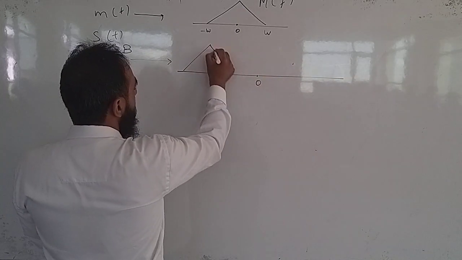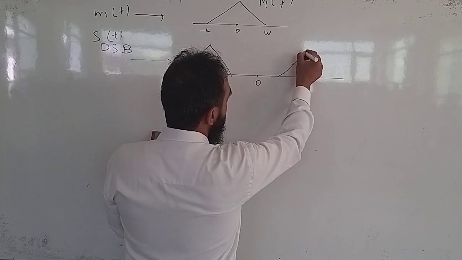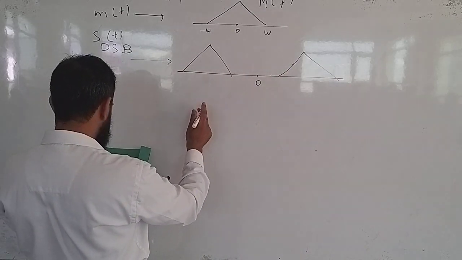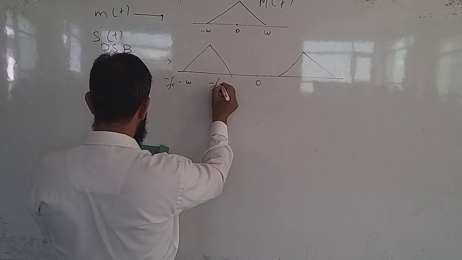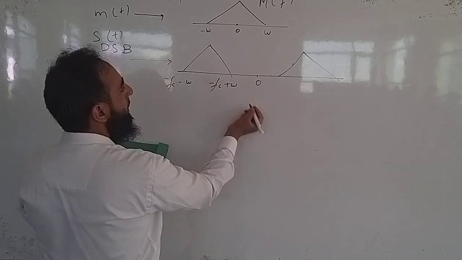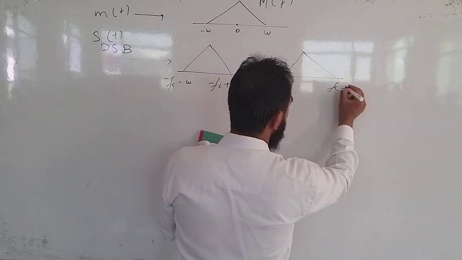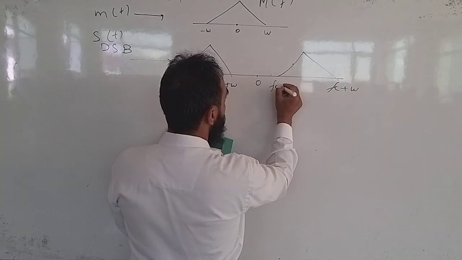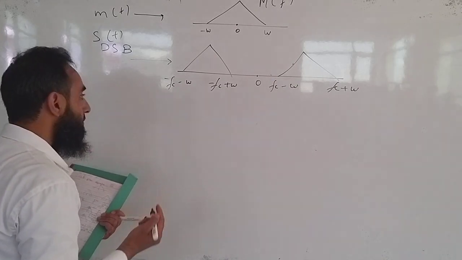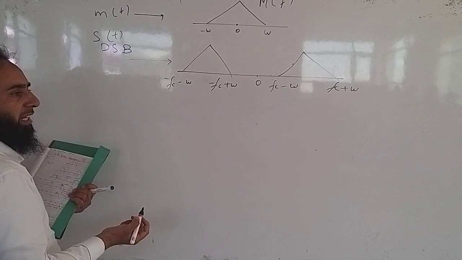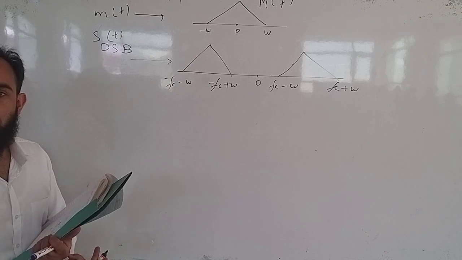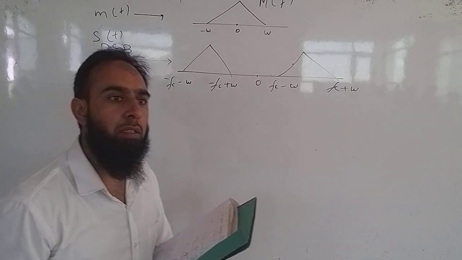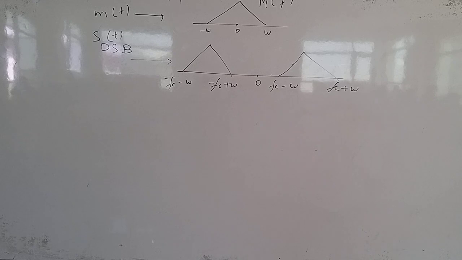This happens to be our DSB-SC signal. Now I will move slightly faster than what I have been doing so far. We know this is our Fc minus omega and this is minus Fc plus omega. On this side we have Fc plus omega and Fc minus omega. Now what we used to do to generate SSB-SC? What we used to do after this to generate SSB-SC?